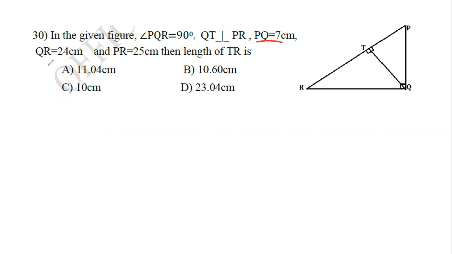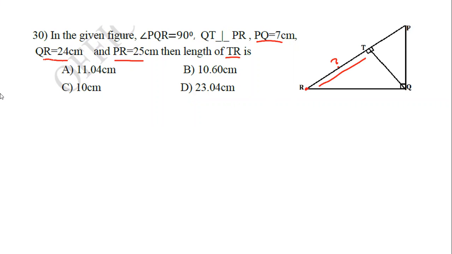PQ is 7, QR is equal to 24 centimeter and PR is equal to 25 centimeter. Then the length of TR, this is the question mark. Okay, so here this is 90 degree. This one is the hypotenuse side. You need to find out only this portion. Correct? So this is the hypotenuse side, meet at this point.